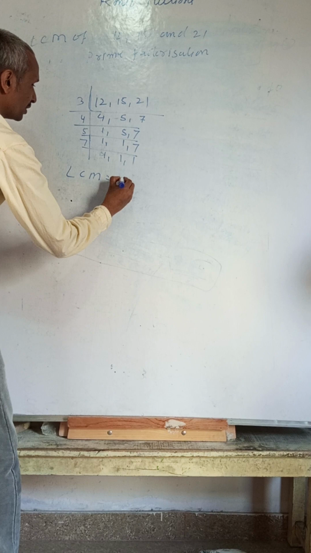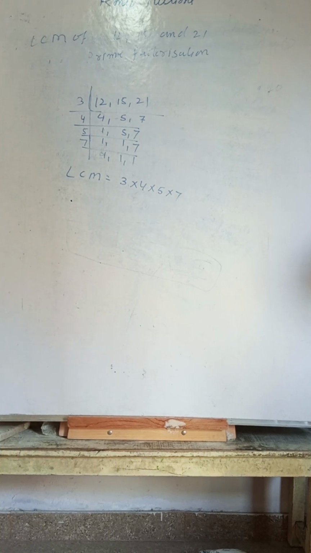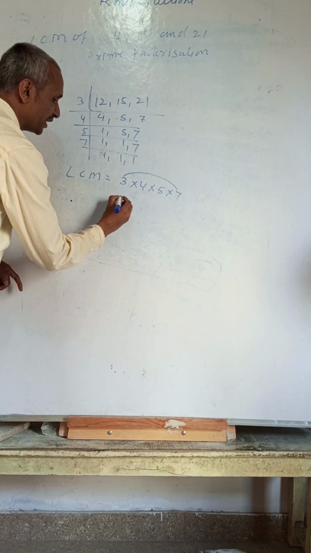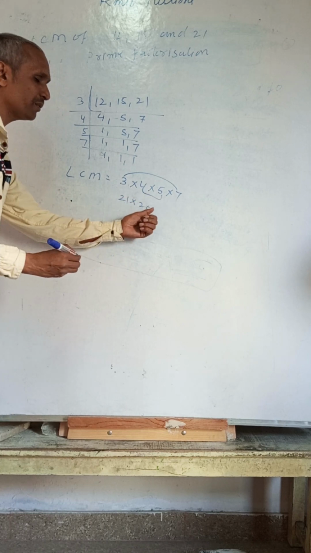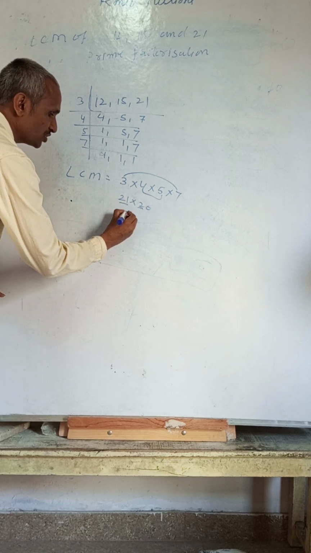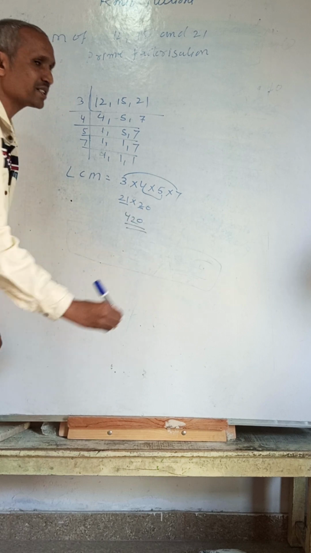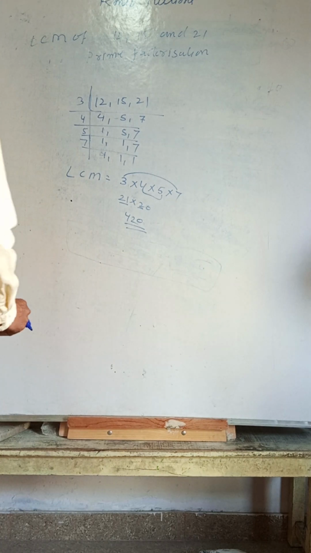The LCM of the given numbers is 3 into 4 into 5 into 7. If you multiply it, 3 times 4 times 5 gives 60, and 60 times 7 gives 420. 21 into 20 gives 420. So what is the answer? The LCM of the given numbers is 420.